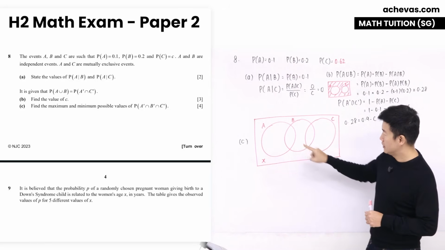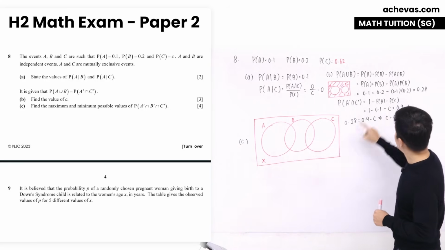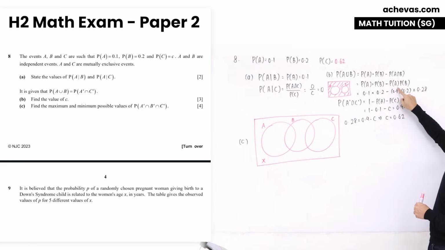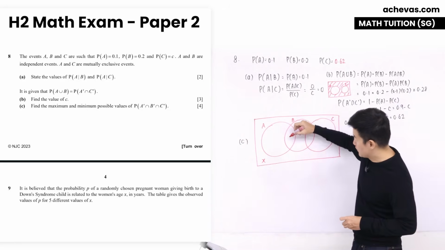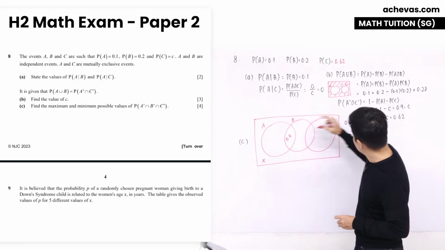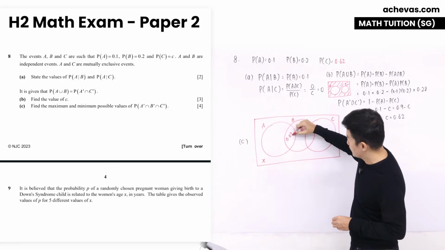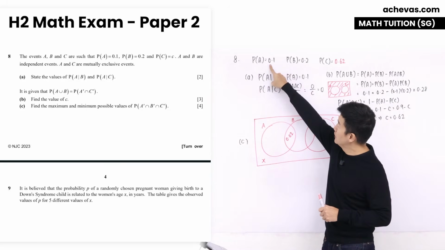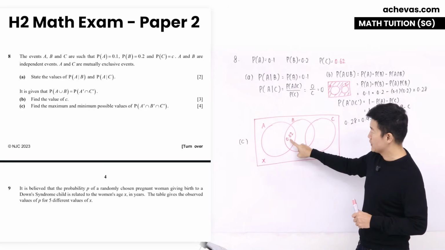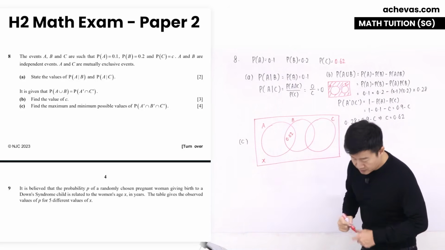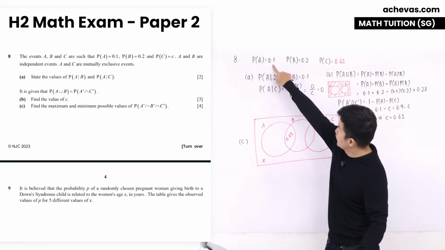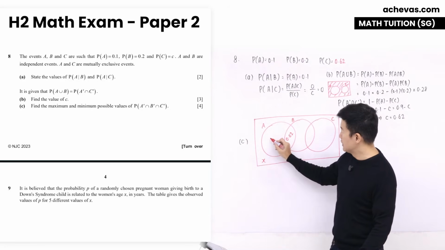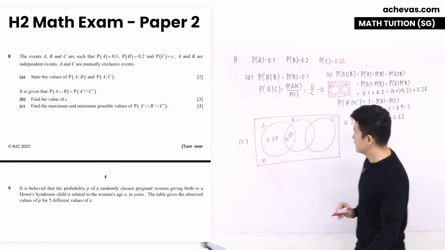So for example, this region is probability of A intersect B. So it's going to be probability of A times probability of B. It is 0.1 multiplied by 0.2. So this region here is 0.1 multiplied by 0.2, 0.02. And since P(A) is equal to 0.1, taking 0.1 minus 0.02 will give me this region. So this is going to be equal to 0.1 minus 0.02. This gives me 0.08.